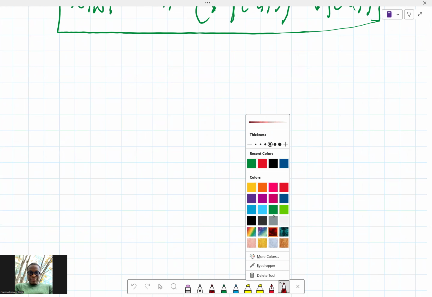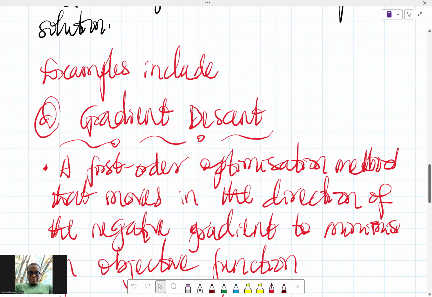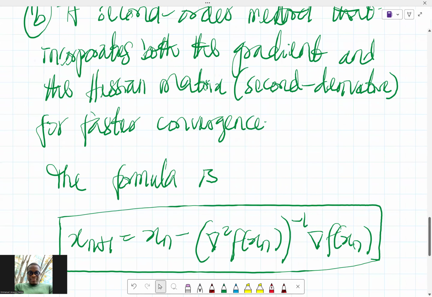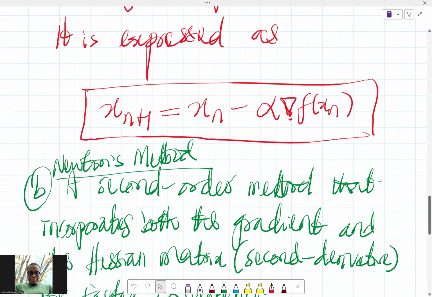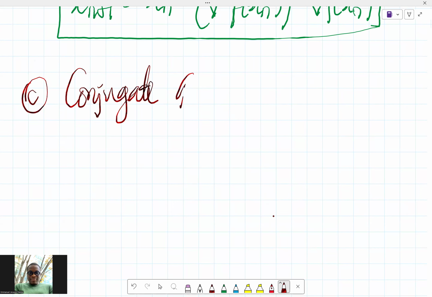Okay. So we have a third one, which is also popular. Let me do it this way now. So call that C. So we've talked about gradient descent, we've talked about Newton's method. Now let's mention the conjugate gradient method.